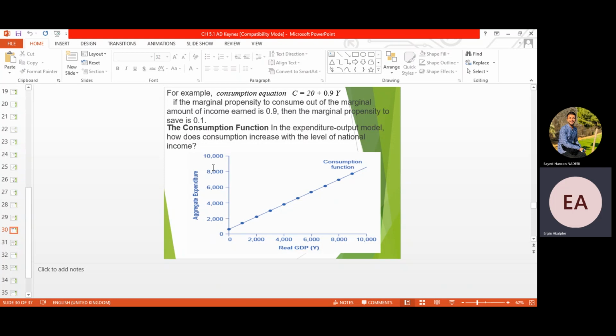The consumption function in the expenditure output model: how does consumption increase with the level of national income? As I said to you, it depends totally on disposable income, which is given to the people, to the employee. And if it is insufficient, this is not good for the country as a whole.